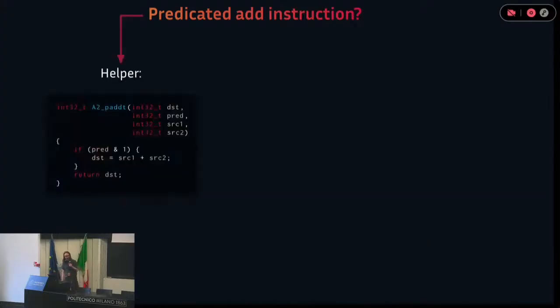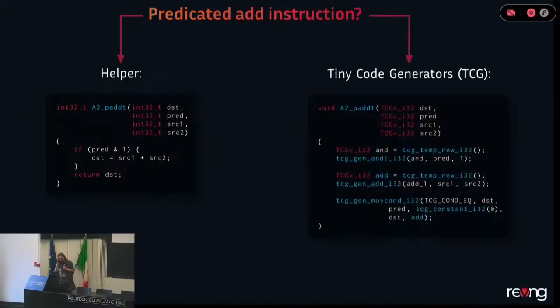Say you have a predicated add instruction that you want to add into QEMU. You generally have two approaches to do this. One is to introduce a helper function. This is just a normal C function that you would compile into QEMU, and whenever you decode the instruction that you've added, you will end up calling this function. The other method is to introduce tiny code via tiny code generators. This is, again, a C function, but you write these TCG gen calls, which create the QEMU intermediate representation. This then gets mapped to whatever your host architecture is.